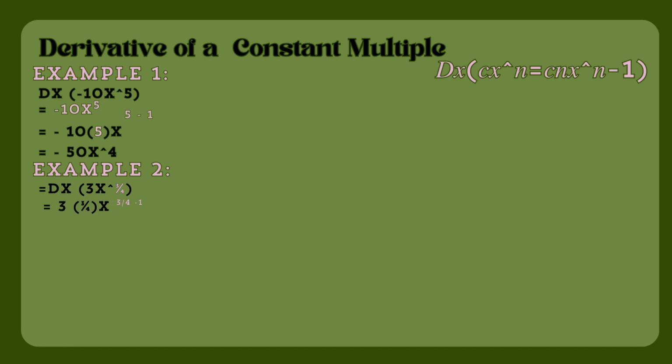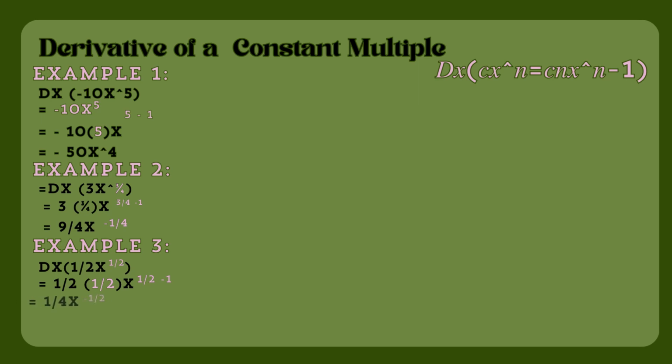And the final answer will be 9/4 x raised to negative 1/4. Now for the last example, let's find the derivative of 1/2 x raised to 1/2. The constant is 1/2 and the function is x raised to 1/2. 1/2 times 1/2, x raised to 1/2 minus 1. So the final answer will be 1/4 x raised to negative 1/2. So the derivative of 1/2 x raised to 1/2 is 1/4 x raised to negative 1/2.